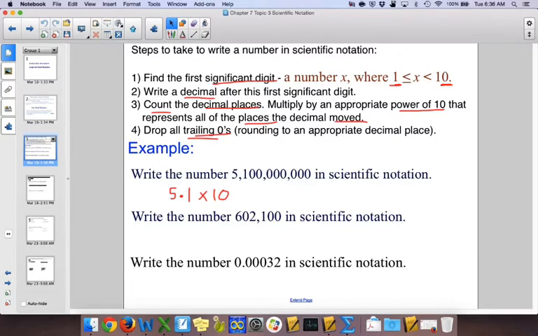So what I do is I kind of either visually or in my head find where that significant digit starts and then count my way over. 1, 2, 3, 4, 5, 6, 7, 8, until I get to the end, in this case 9. So I know it's 5.1 times 10 to the 9th power.